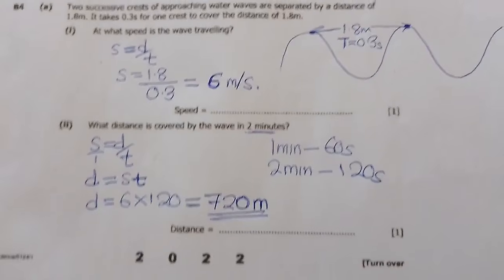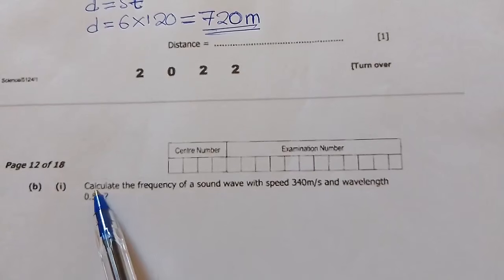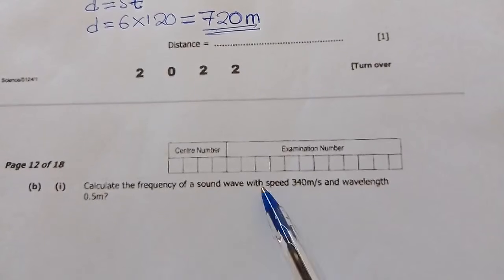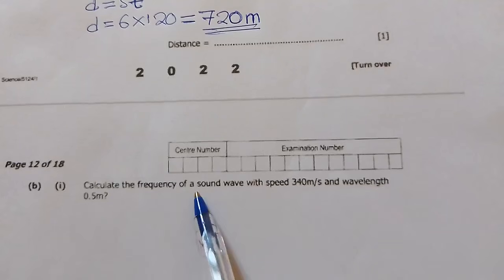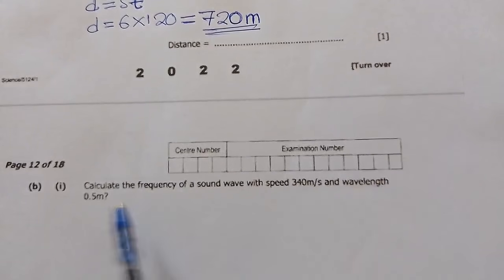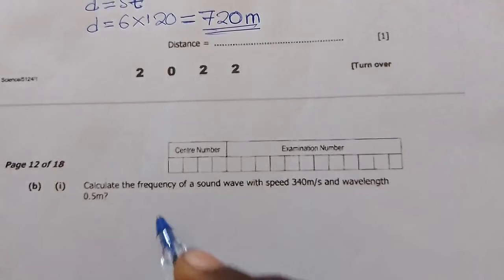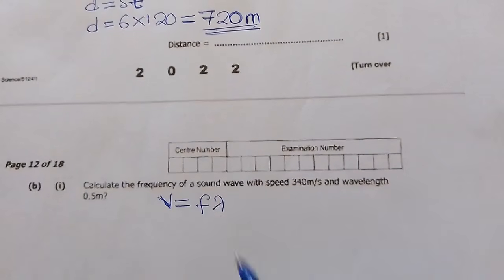So we move to the other part, to this question here. The question is saying, calculate the frequency of a sound wave with speed 340 meters per second and wavelength 0.5 meters. We only have one equation under waves that summarizes everything, which is velocity is equal to frequency times wavelength.